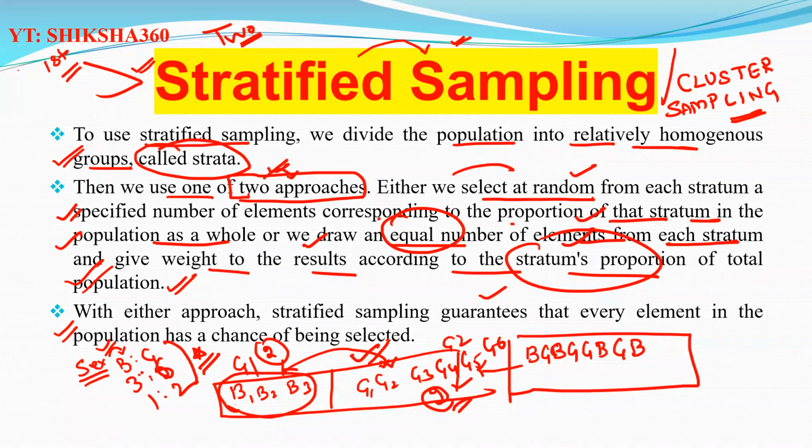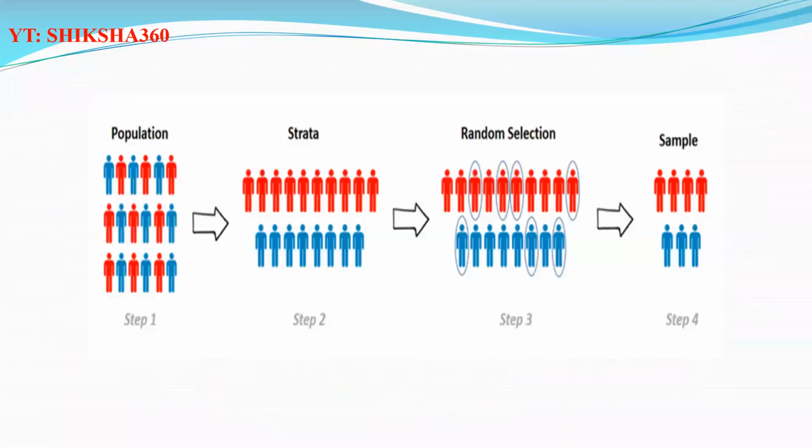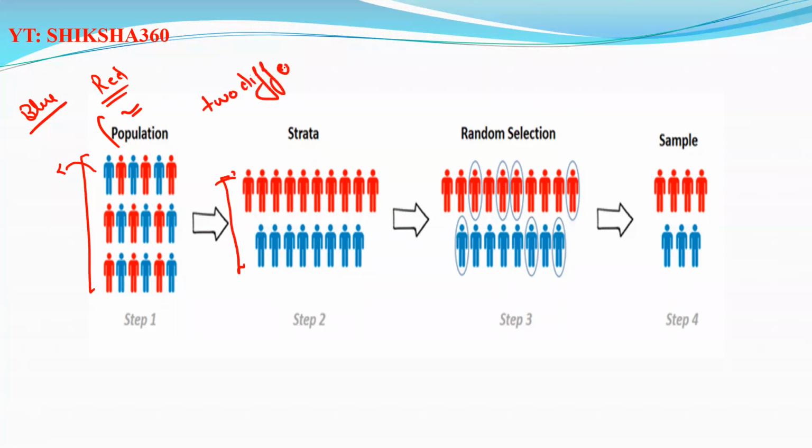So now let's discuss it in a simple way with the help of one diagram. This is the population here. Under that, some persons are wearing blue shirts or blue dress, and some are wearing red. So what are the strata here? We have put them into 2 different groups, G1 and G2.